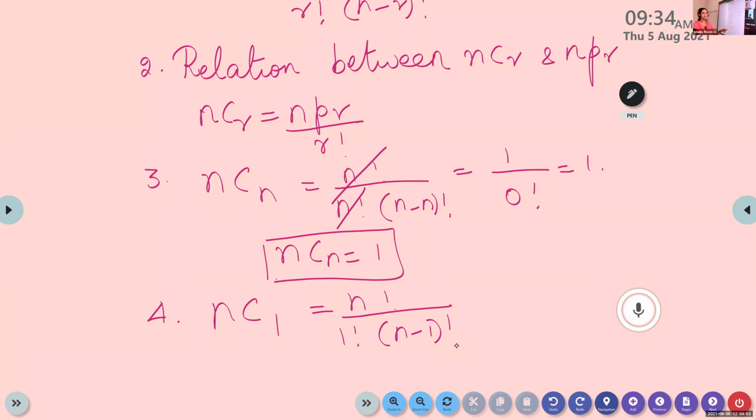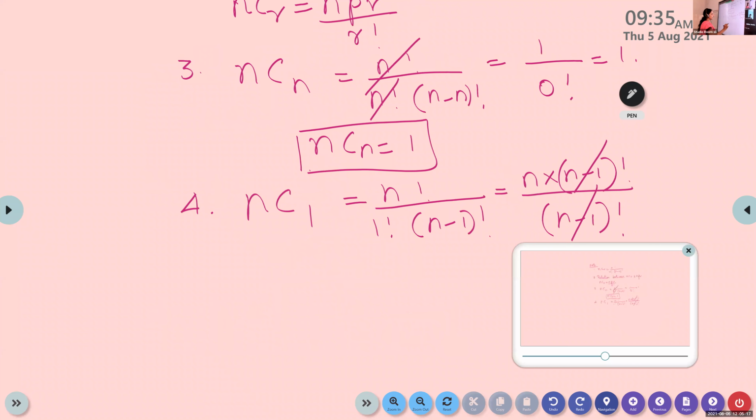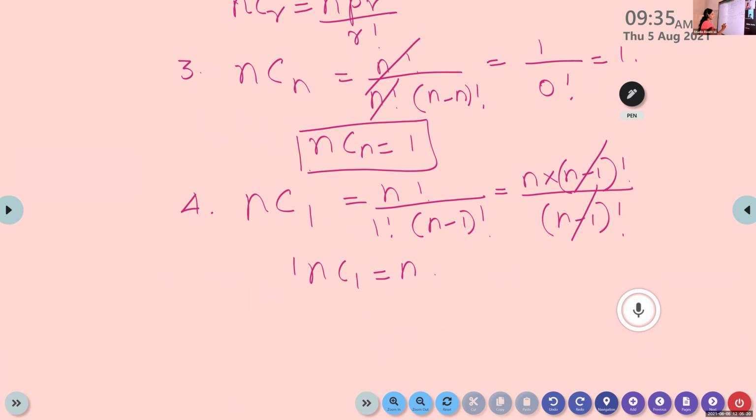So now look at this. Among these two factorials, which is bigger? Whether N or N minus 1, which is bigger? N. So the bigger can be expressed in terms of the smaller. So we can write this as N into N minus 1 factorial by N minus 1 factorial. So these two will get cancelled. So we get NC1 is equal to N.